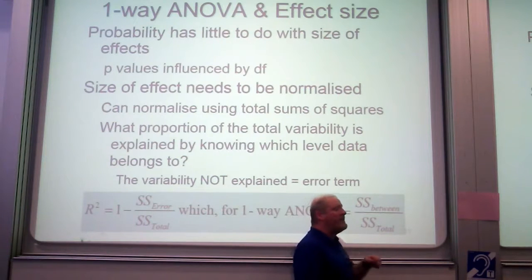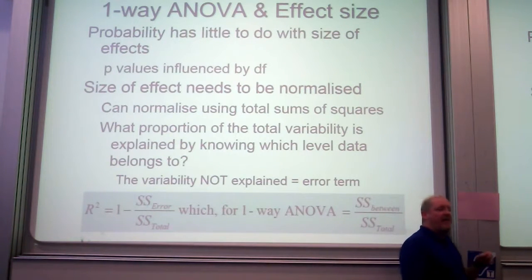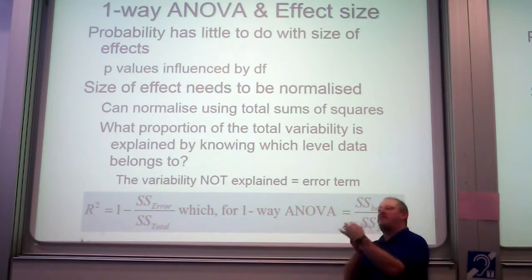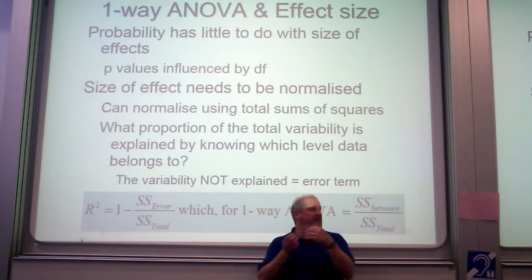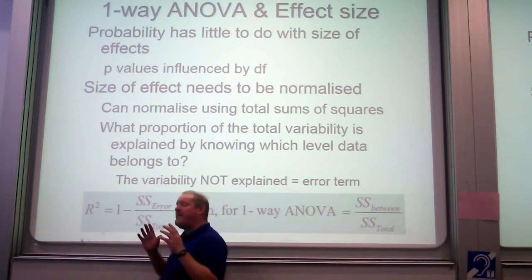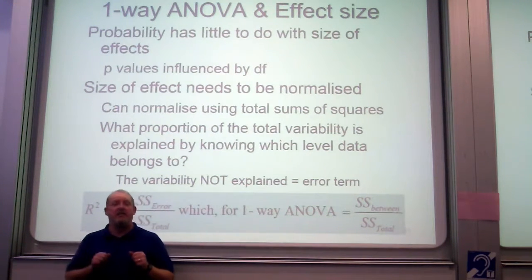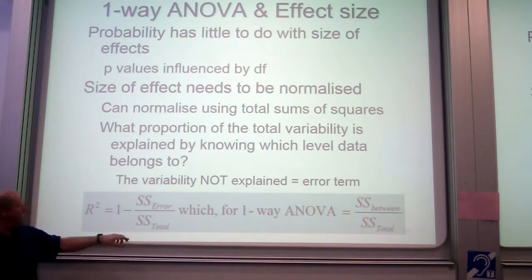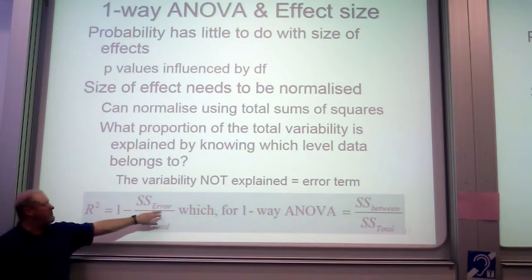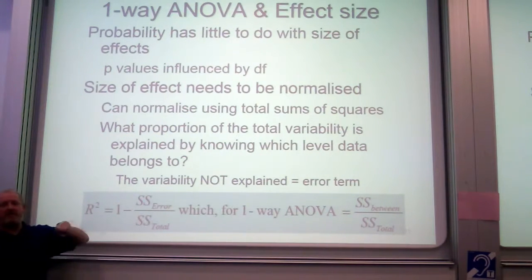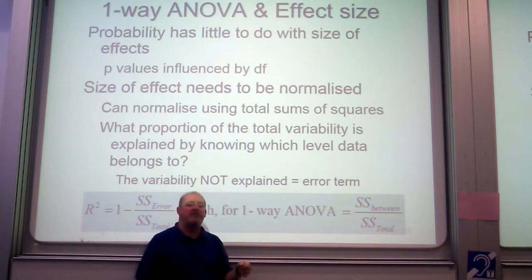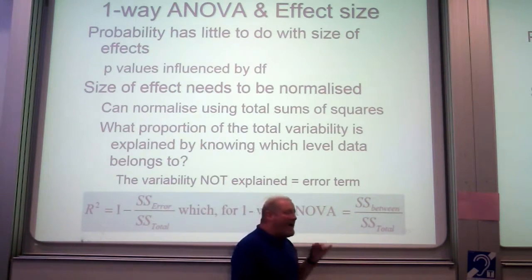And what we can explain, well, we know what we can't explain, and that's always the error term. We can't explain the variability of data around that condition's mean. So that's the bit that we can never explain. And so the total variability that we can explain is always 1 minus the sums of squares of the error term divided by the total sums of squares. That's the bit that's left over.